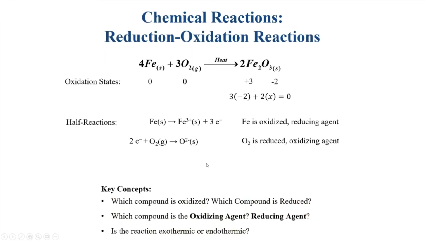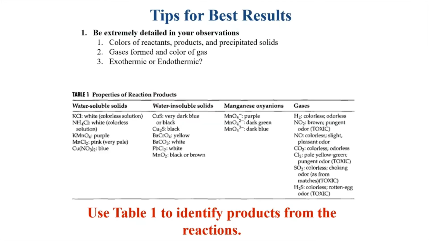So that covers how you can go about determining the oxidation states, whether something is oxidized or reduced, and whether something is the oxidizing agent or the reducing agent. Now, in this experiment, we're going to have to be very detailed in our observations. So we're going to go into basically the lab now, into a virtual lab space. We're going to set these reactions up for you, and you're going to watch them just as you would if you were at the lab bench.